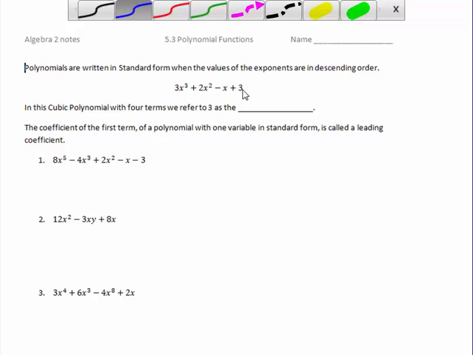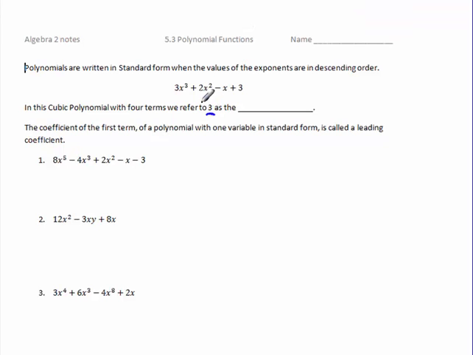Something that we need to talk about also, in this cubic polynomial with 4 terms, we refer to 3. So this has 4 terms, 1, 2, 3, 4. And again, I want to stress that this 3 we're talking about is the one right here, not the one in the back, the one in the front. We refer to that as the leading coefficient of this polynomial function.